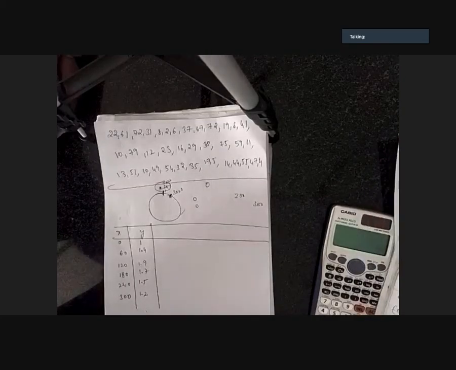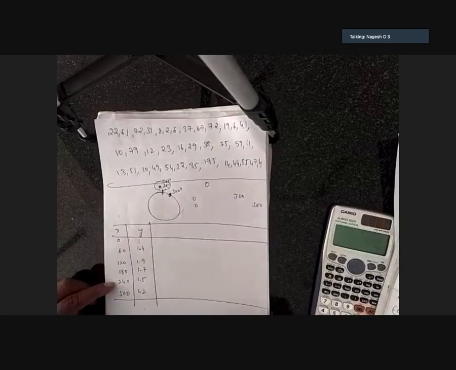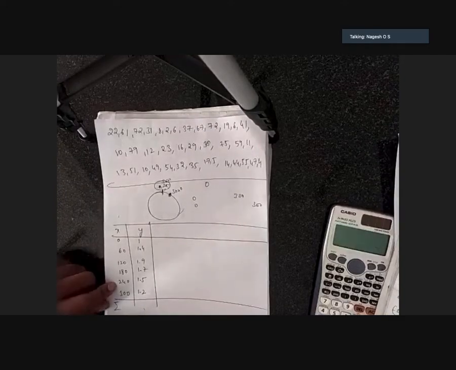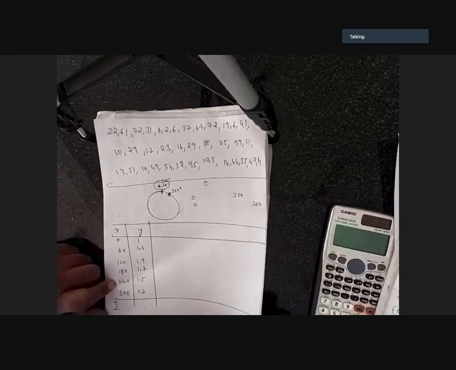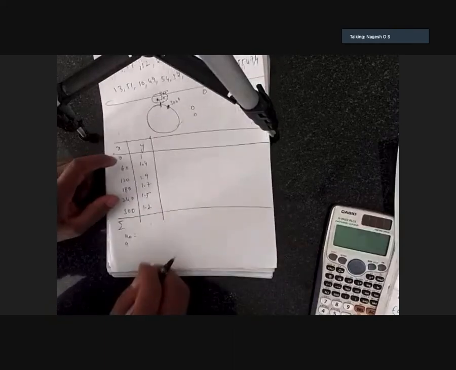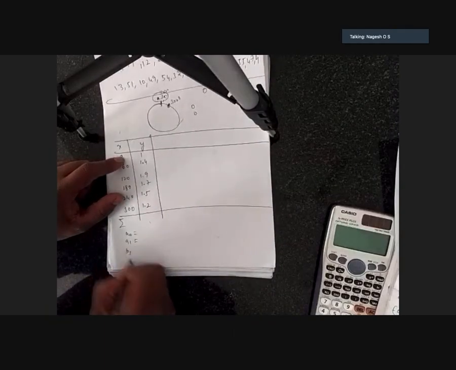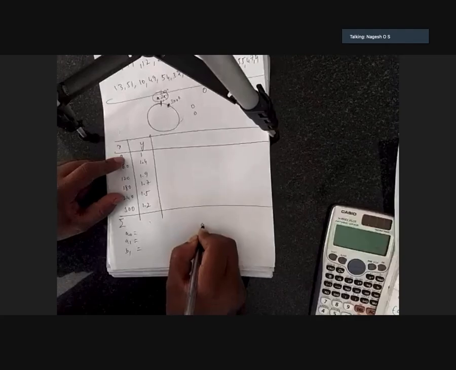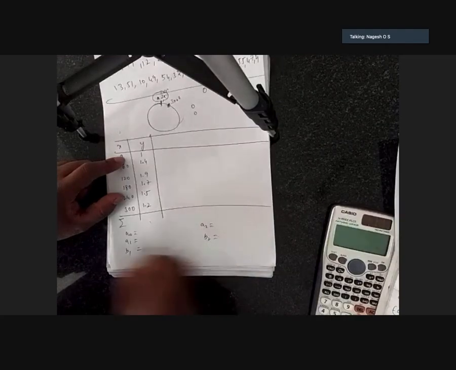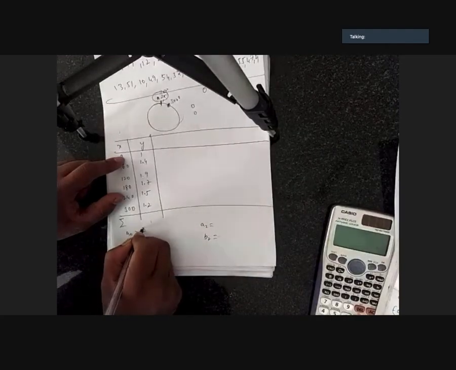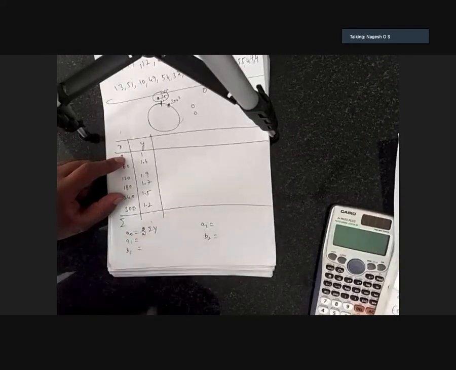Now what we need? We need A naught, A1, B1, A2, B2. What is the formula? 2 by n summation y.